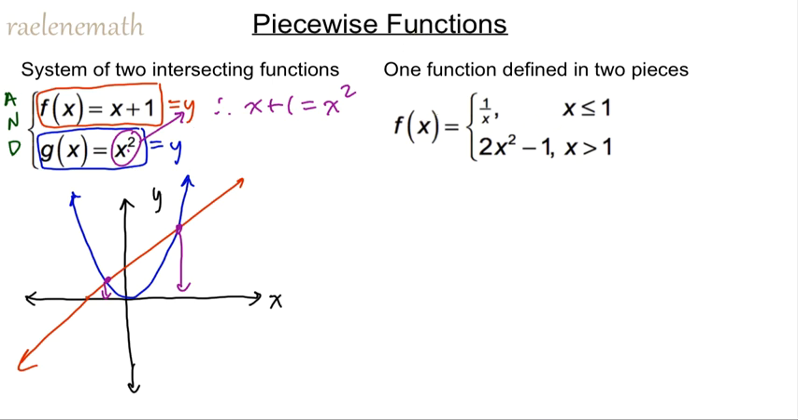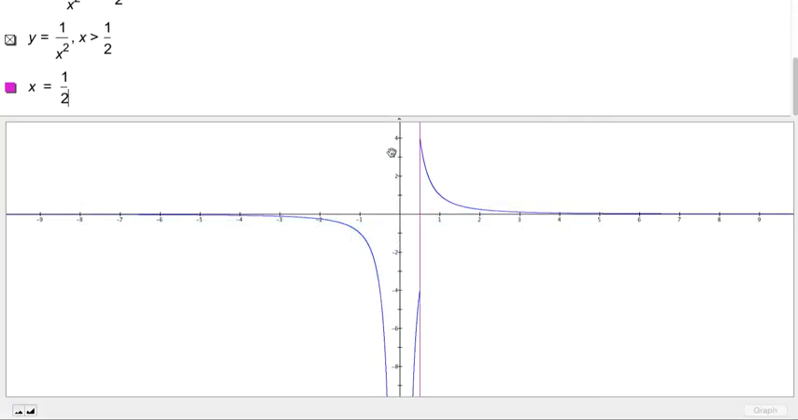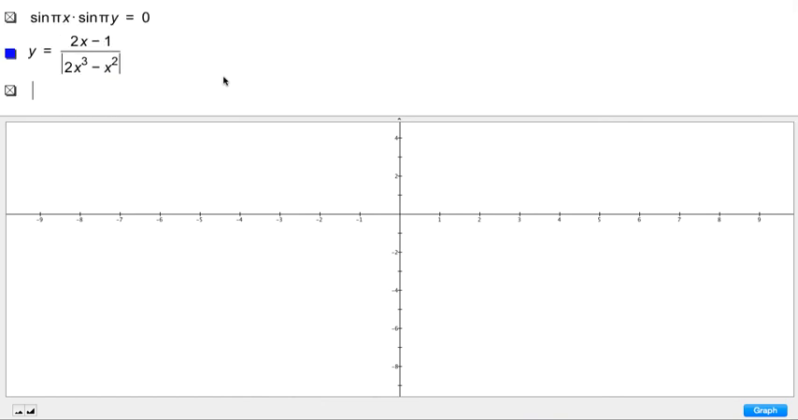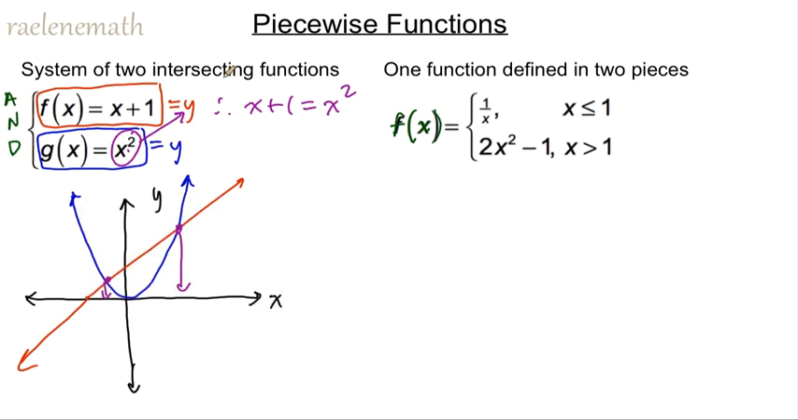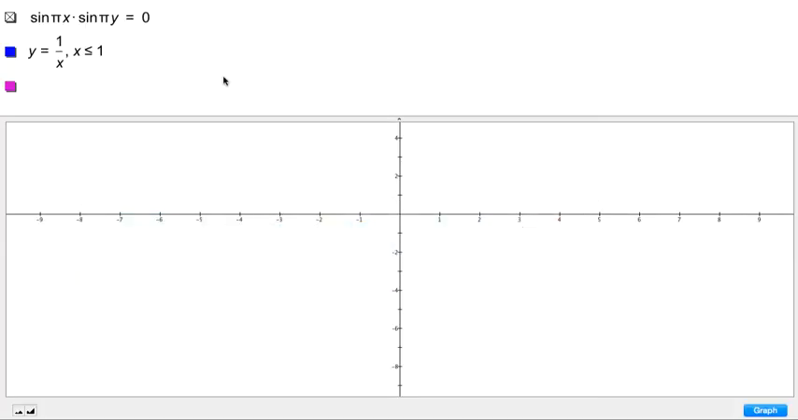Meanwhile, over here, we only have one function, and that's, say, one green function, but it's defined on two different pieces. So we would take 1 over x and define that only when x is less than or equal to 1. Y equals 1 over x when x is less than or equal to 1. And we have a second piece of 2x squared minus 1 on the right-hand side of the vertical line of x equal to 1, so when x is greater than 1. I'm not going to use two different colors here because they're from the same one graph.